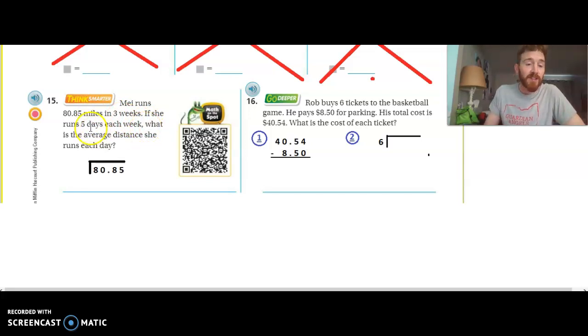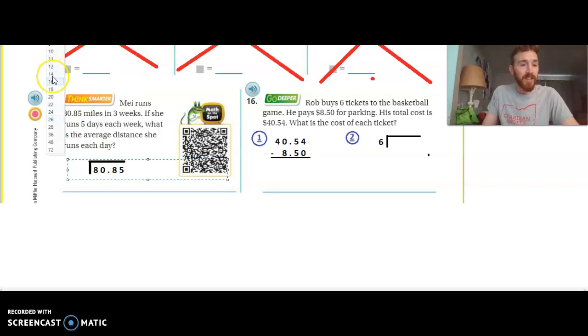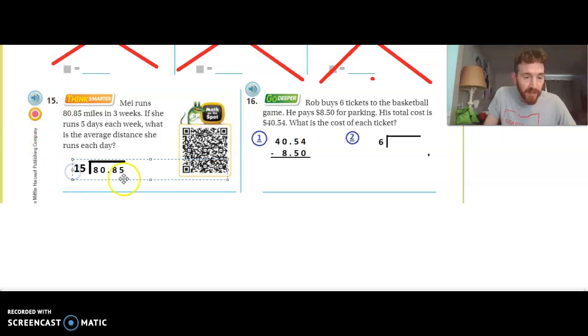So what we need to actually do is think, how many total days are we talking about here to get to these total miles? And that would mean 5 times 3 is going to tell us what we need to end up dividing by. And of course, 5 times 3 is going to be 15. Okay, so just to set this up for you, we're going to divide that number by 15. Okay, so we're going to do 80 and 85 hundredths divided by 15.